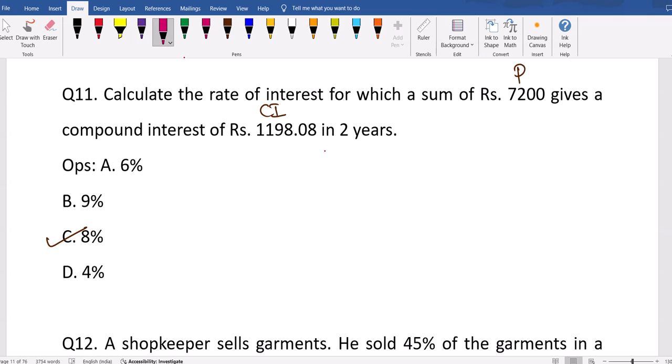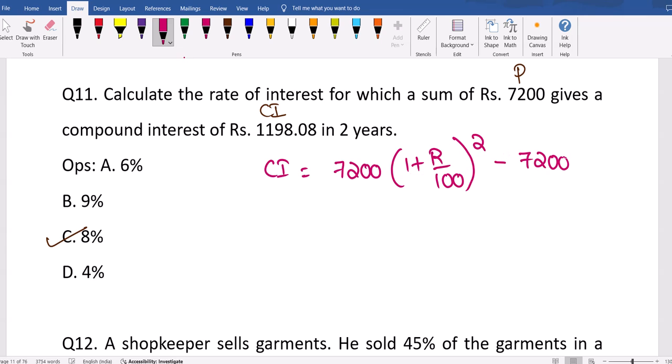I have one method, sir. This is the formula. Everybody may know that compound interest is principal into 1 plus r upon 100 whole square, because of 2 years, minus principal. That compound interest is 1198.08. I give you this complicated equation, you solve this. So that's one side of the coin. Or else, let it be this way also.